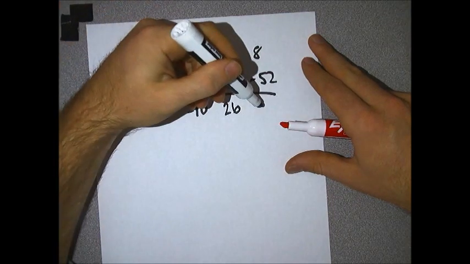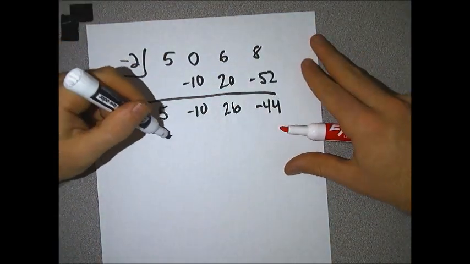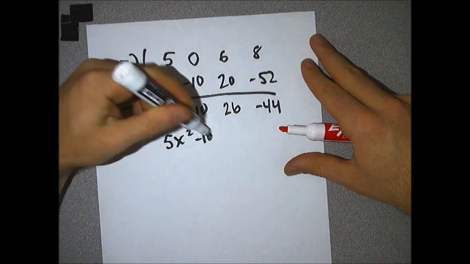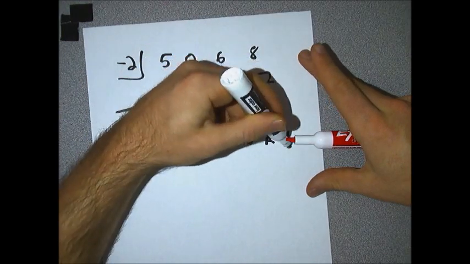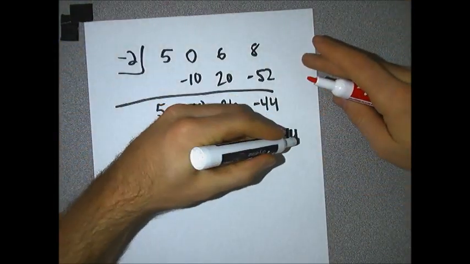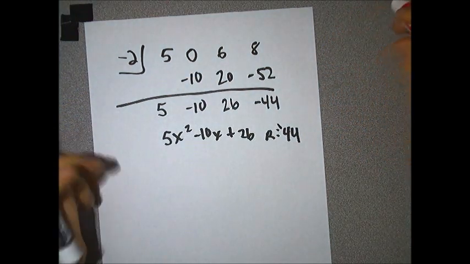Multiply. Add. So it was originally cubic, so now I have 5x squared minus 10x plus 26, remainder negative 44, thank you. And I want to prove.